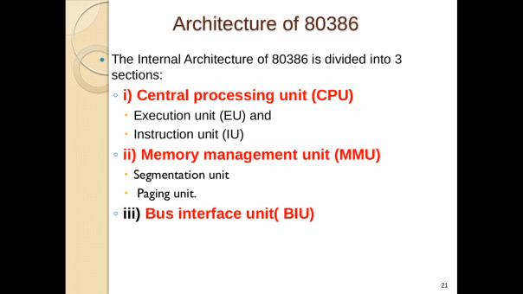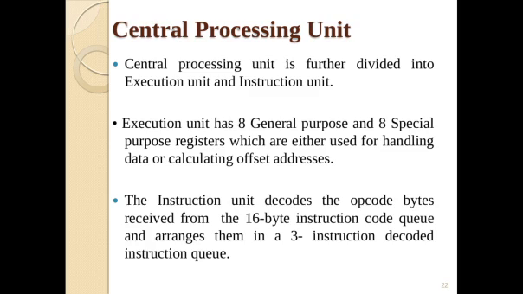Basically there are three parts. First, the central processing unit, which contains the execution unit and instruction unit. Second is the memory management unit, which includes the segmentation unit and paging unit. And third is the bus interface unit, BIU. These are the three basic sections in 80386. Let's see them one by one.